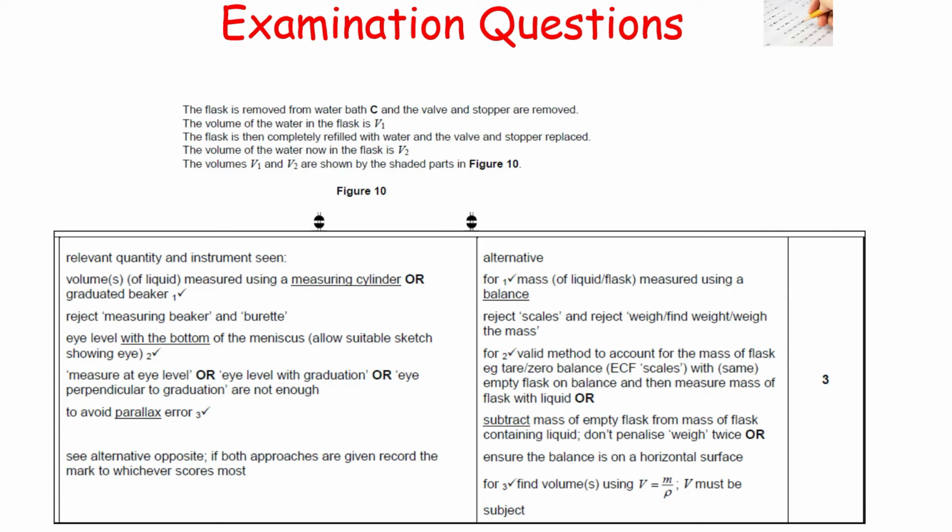This is there to avoid parallax error, because if you weren't looking directly parallel with the water level, you would have a parallax error. So it's important here, it looks a very challenging question, but all it's asking you to do is work out the volume of a liquid.